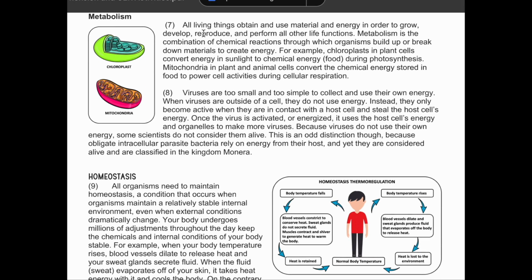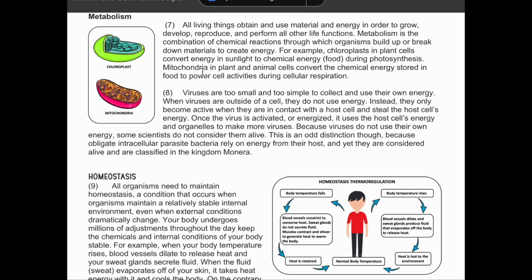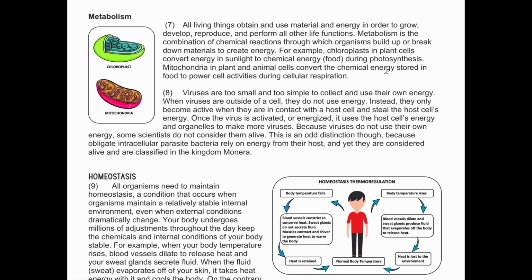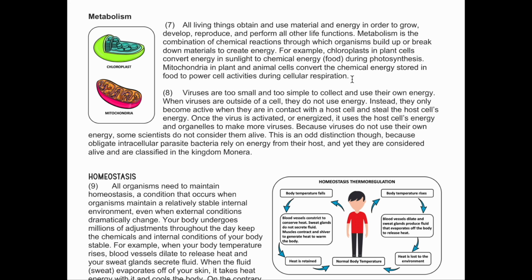Metabolism, paragraph 7. All living things obtain and use material and energy in order to grow, develop, reproduce, and perform all other life functions. Metabolism is the combination of chemical reactions through which organisms build up or break down materials to create energy. For example, chloroplasts in plant cells convert energy in sunlight to chemical energy, food, during photosynthesis. Mitochondria in plant and animal cells convert the chemical energy stored in food to power cell activities during cell respiration.